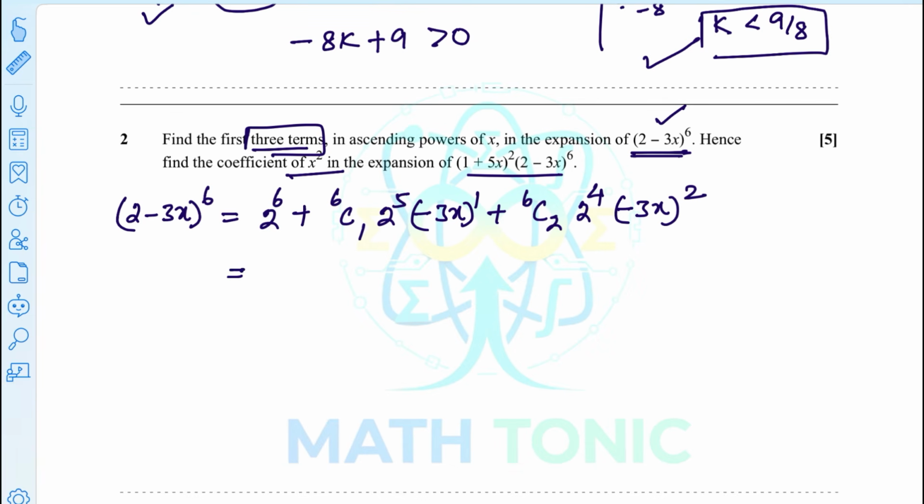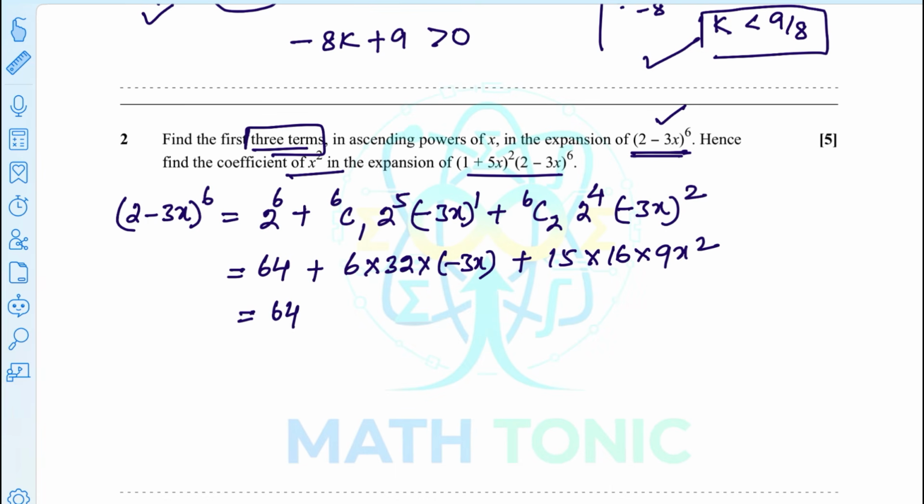So 2 to the power 6 equals 64. 6C1 will be 6 and 2 to the power 5 is 32, and this one we have minus 3x. Okay, so plus 6C2, you will have 15, 2 to the power 4 equals 16, and minus 3x squared will be 9x squared. Got it? So if I simplify more, I'm getting 64, right? This one is minus 576x, and this one will be plus, when you multiply, 2160x squared. Is it okay? Yes. So this part is done.